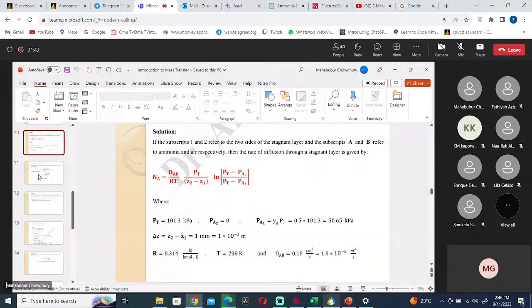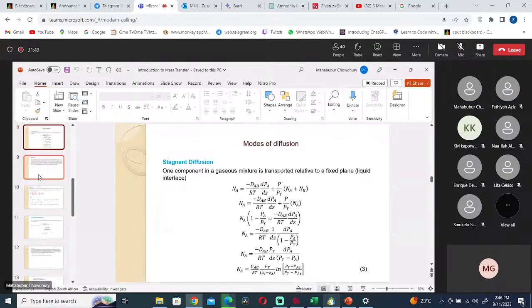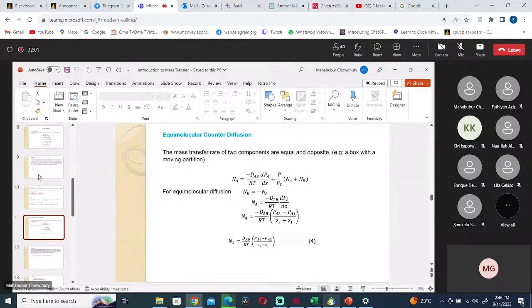Thank you. So the one that we just did now was what? Stagnant diffusion, where one component in a gas is transferred. The next one that we can actually encounter is equimolecular counter diffusion, right? That means the mass transfer rates of two components are equal and opposite. Imagine a box with a moving partition, right? So when it comes to equimolecular or equimolar counter diffusion, the rate of diffusion becomes this.